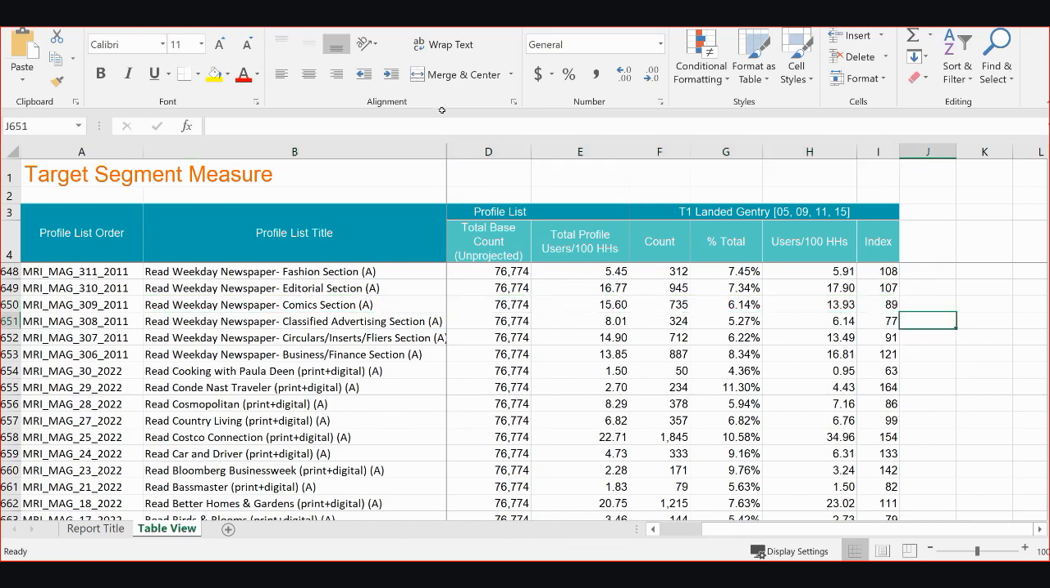Okay, so does that make sense? You just always look for that index section in your report, and that is going to show you if your segment is likely or not likely to engage in the behavior being this profile list that you've chosen from your reports.